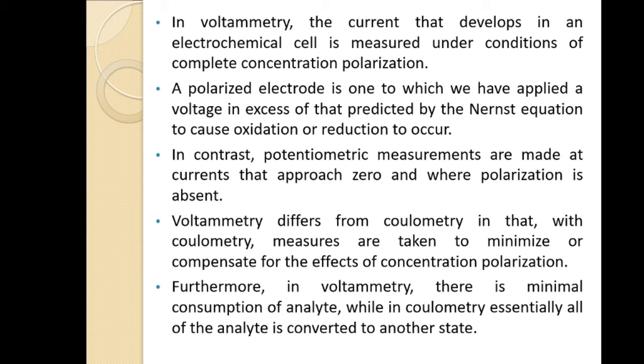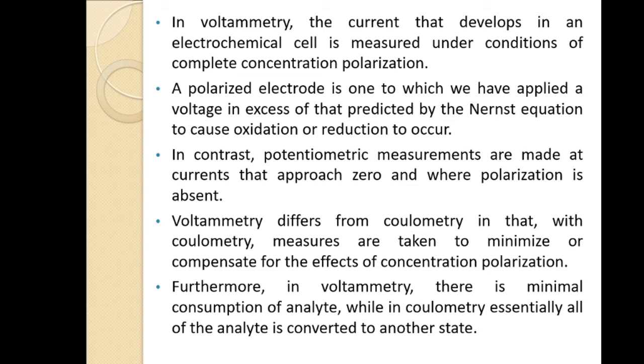Actually, in voltammetry the current developed in the electrochemical cell is measured under the condition of complete concentration polarization. So what exactly is meant by polarization? A polarized electrode is one to which we have applied voltage in excess of that predicted by the Nernst equation to cause oxidation or reduction. In contrast, in potentiometry the measurements are made at a current that approaches zero, where polarization is absent, that is, the galvanometer shows null deflection, and at this point we measure the potential. So potentiometry is quite different from voltammetry.